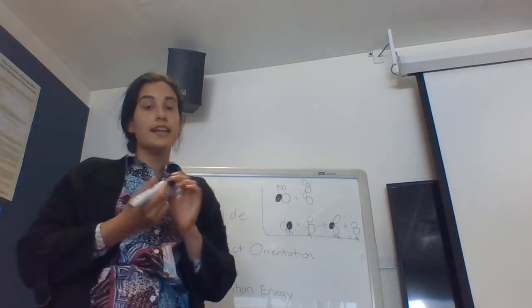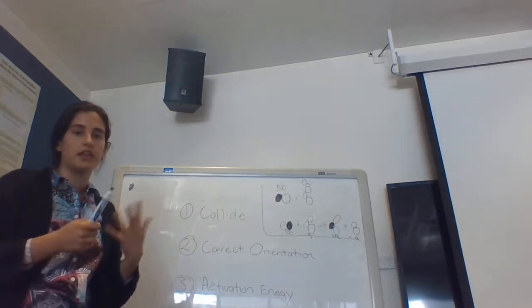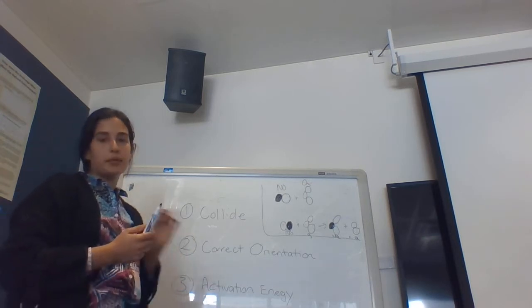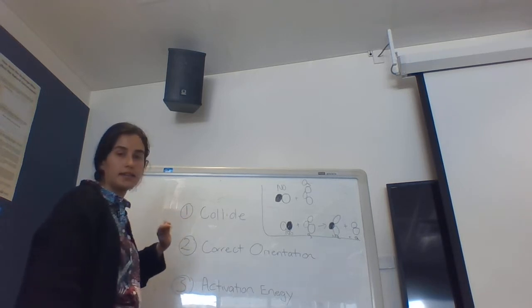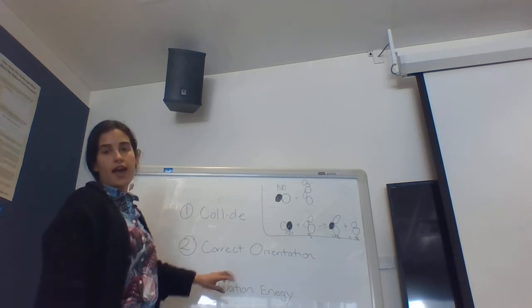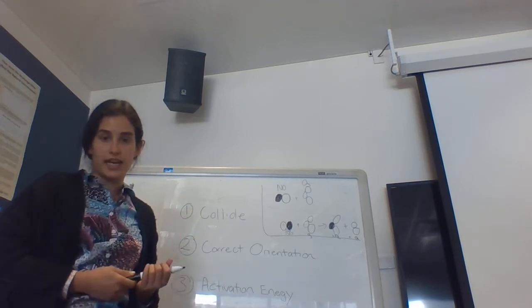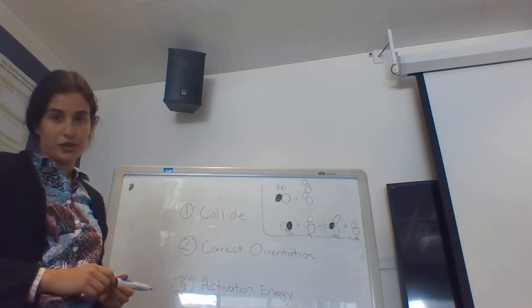Cool. So, collision theory. Let's have a think. What does collision theory actually mean? Well, there's three main key points to collision theory. For a reaction to happen, molecules have to collide, be at the correct orientation, and the right activation energy has to be there for the reaction to actually occur.